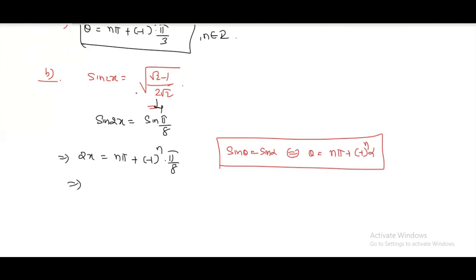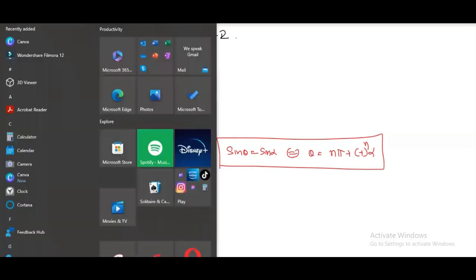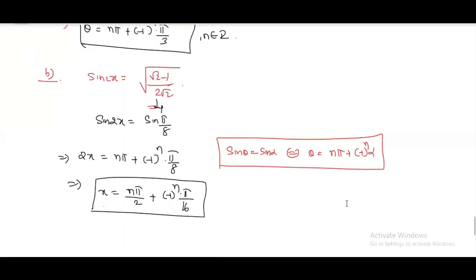But we want only the x value here. So, divide both sides by 2, you will get x is equal to n pi by 2 plus minus 1 whole power n into pi by 16. So this is the solution for this question. Okay, so let's see how to solve the next question.